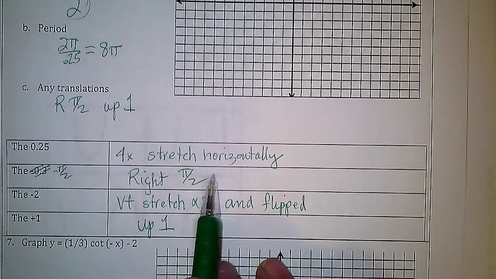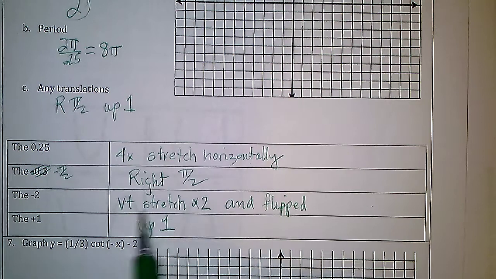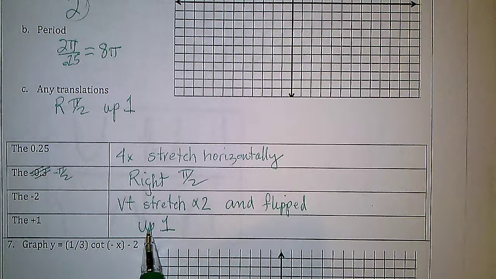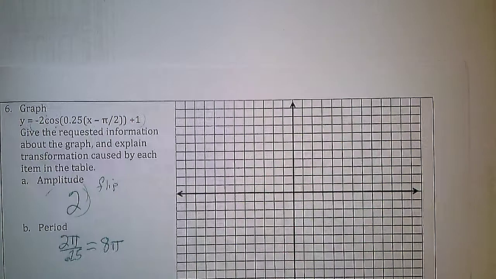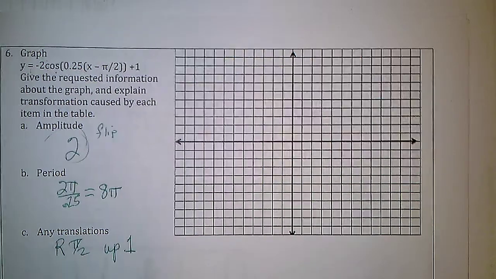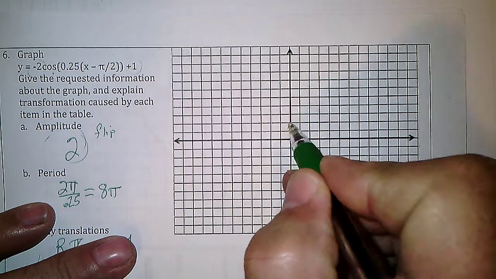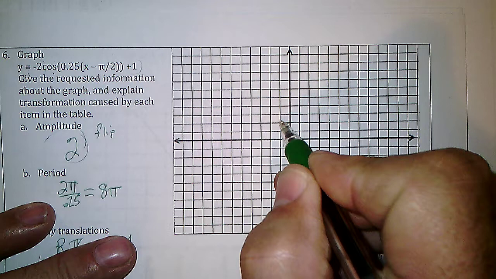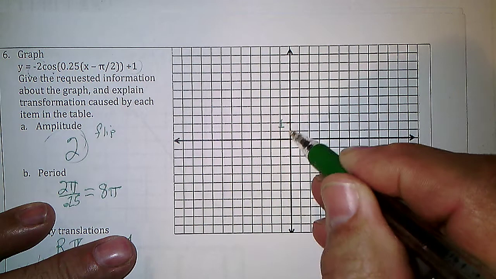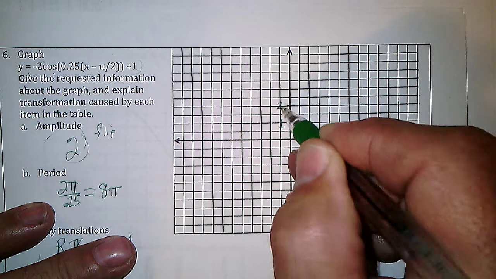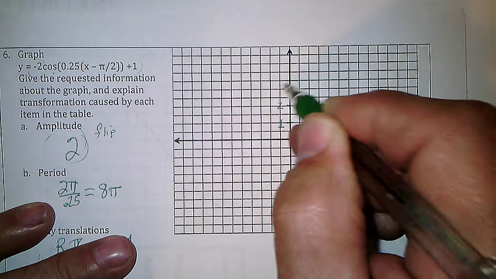Pi over 2 moves it right pi over 2, stretches it vertically by 2, and then it's flipped because of the negative, and then it's up 1. So if it's up 1, the center line is now at 1. So I'm going to make that be 1, and that's 2 spaces, so I could better go 2 spaces to make 2, and another 2 spaces to make 3.